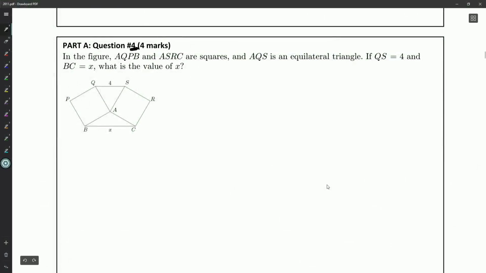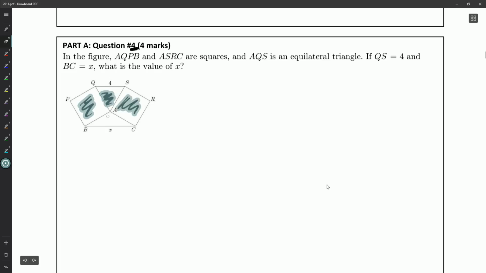We are on question number 4 in part A. In the figure, AQPB and ASRC are squares. AQS is an equilateral triangle, and QS is 4.